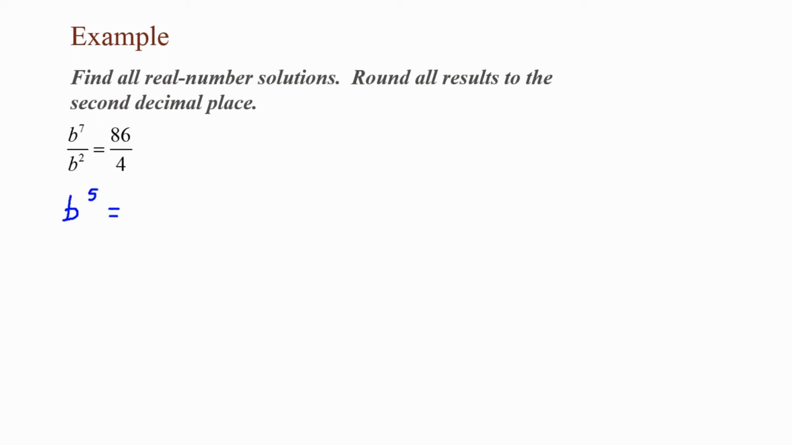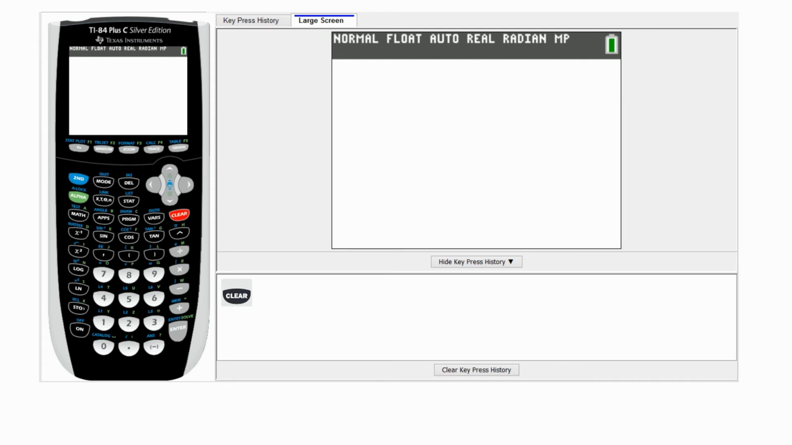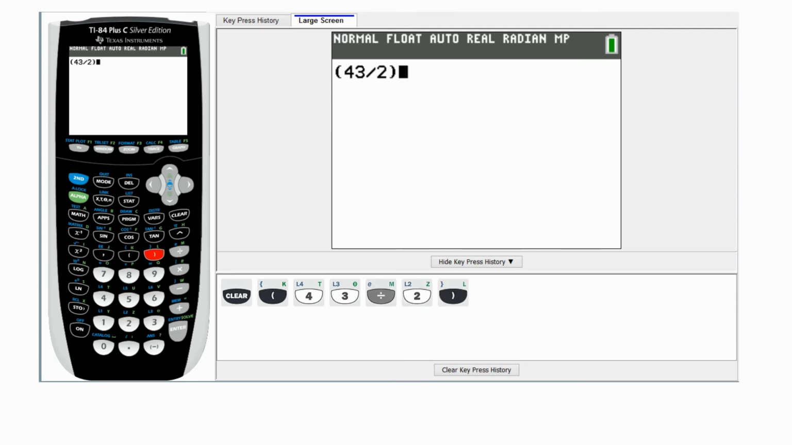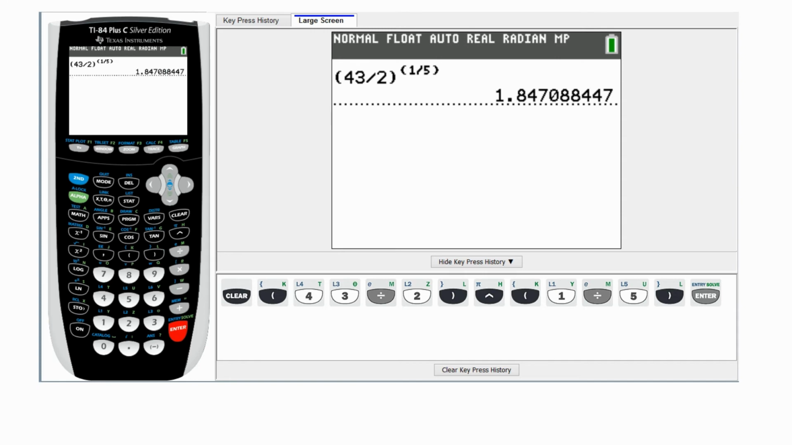86 divided by 4, I can reduce that to 43 divided by 2. Now I want to take the fifth root of both sides. Then we calculate 43 over 2 to the 1/5 power. So we have parentheses, 43 divided by 2, close parenthesis, to the power of, parenthesis, 1 divided by 5, close parenthesis, enter.